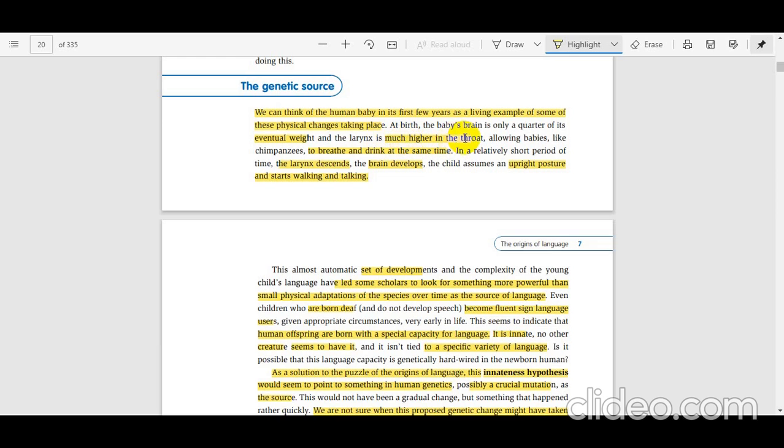This feature allows babies, like chimpanzees, to breathe and drink at the same time. In the beginning, in the first few years of living, human babies are found to have the same position of the larynx as chimpanzees. Human babies do not choke when they drink as well as when they breathe. They are able to breathe and drink. But with adults, this possibility fades because of the change in the position of the larynx.